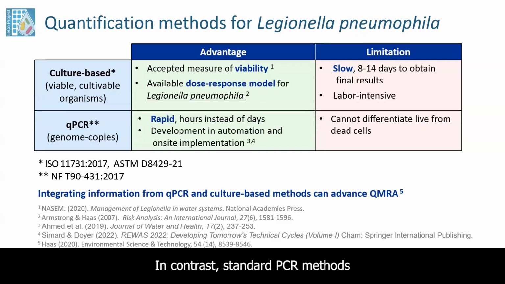In contrast, standard qPCR methods provide faster results and can even be automated for on-site implementation. But they can quantify genome copies without distinguishing live from dead cells, potentially overestimating health risk. To help interpret qPCR data in Legionella risk assessment, the key question we asked was, what is the relationship between results obtained with cultivation and qPCR methods? Let's now look at the factors that influence that relationship.